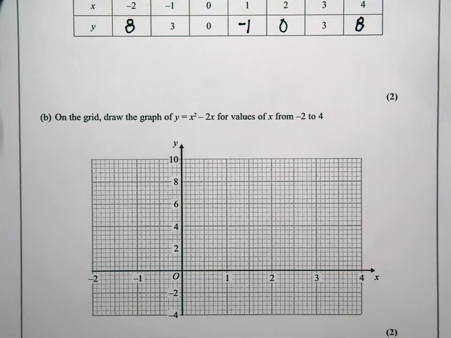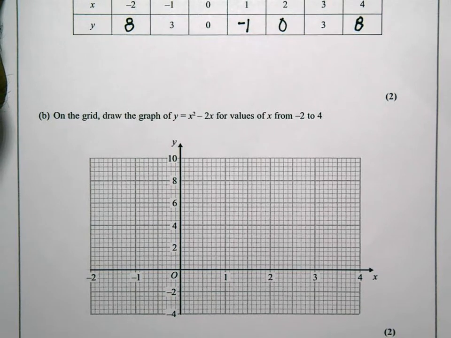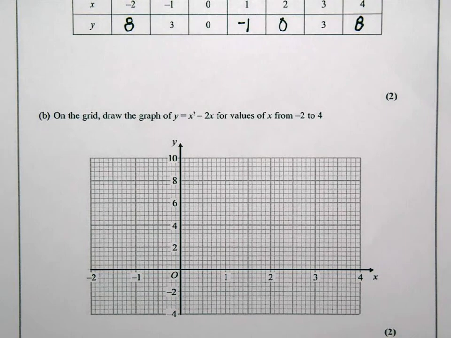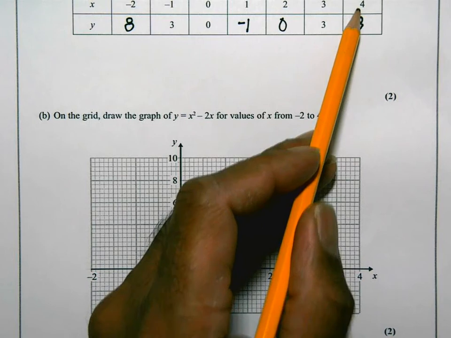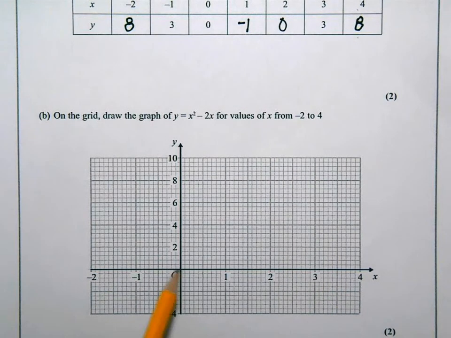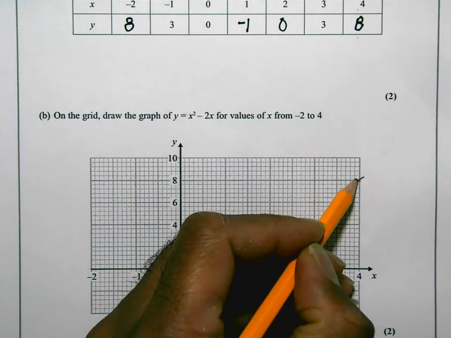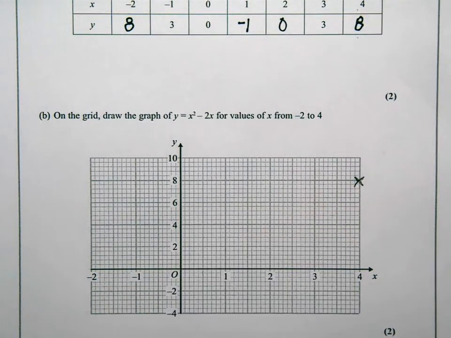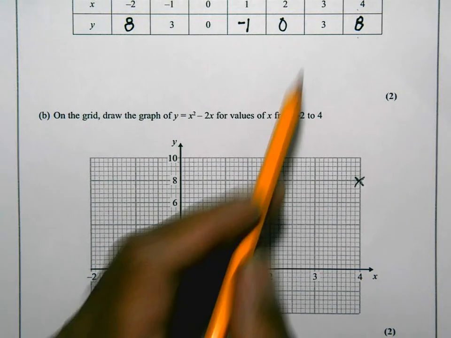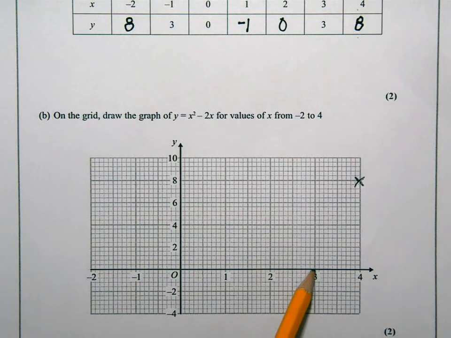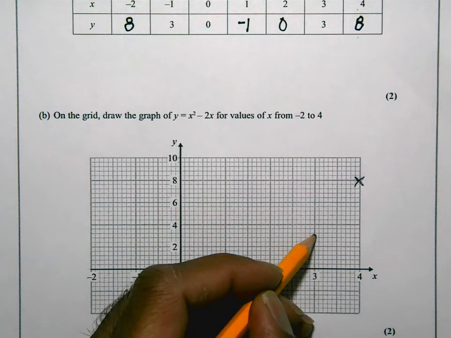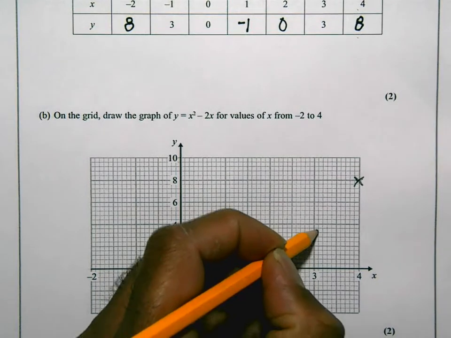Now let's look at how you get this out there. You make sure you do use a pencil, because if you've plotted the point incorrectly, you could always correct it. But when x is equal to 4, y is equal to 8. So when x is equal to 4, y is equal to 8, that's your first point over there. Mark it with a clear cross. When x is equal to 3, y is equal to 3. So there's 3, and 3 is going to be halfway between 2 and 4 on this. So it's that point there. Mark it clearly with a cross.